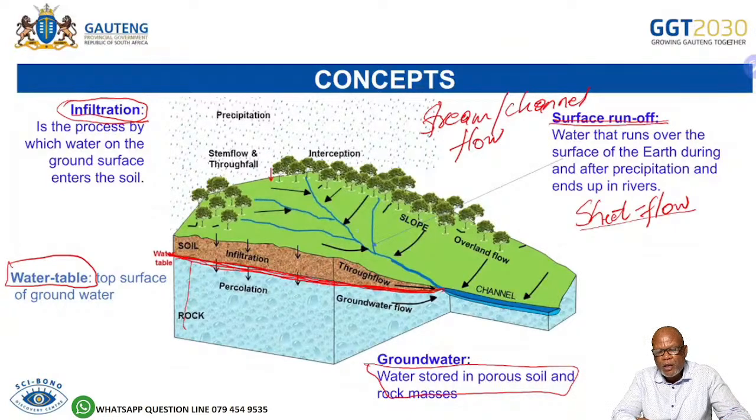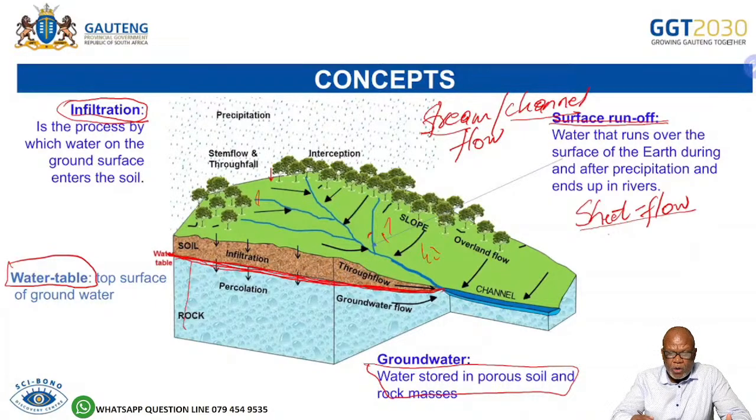When water is flowing in streams, what do you call it? We call it stream flow or channel flow. Or water is flowing openly on the surface, when it is flooded, or flowing on the earth surface before it flows into any stream, we call that a sheet flow. So those are the two ways in which water can flow on the surface.